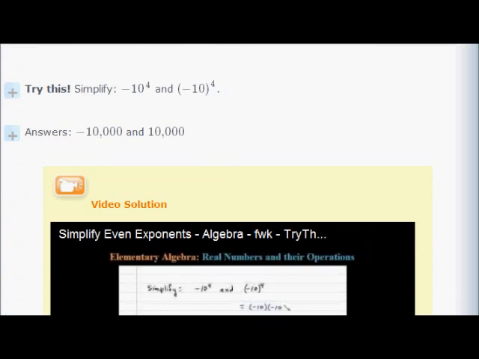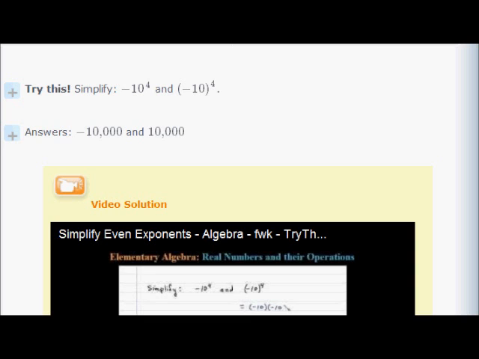Okay, so now let's try -10^4, negative 10 to the 4th power, and (-10)^4, negative 10 in parentheses to the 4th power. Well, in the first case, remember that the negative sign is not being incorporated into the exponent calculation. The negative sign is just going to be multiplied by the result. So 10 to the power 4, the result is going to be 10,000, right? Because there's going to be four zeros in it, which is 10,000 with a 1 at the beginning. And so you have to multiply that by the negative sign, you get negative 10,000.